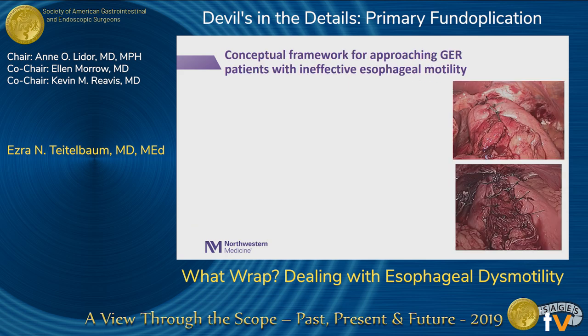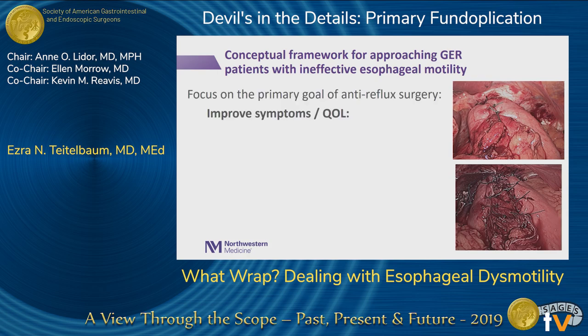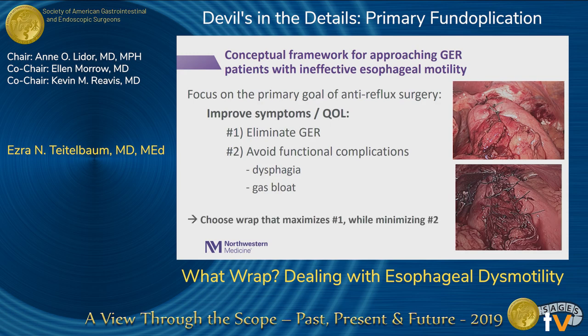So then you get this report, and the way I think about it is you need to have a conceptual framework for how you approach these patients. And I always go back to and focus on what we are trying to achieve with the operation itself. These are operations that are trying to achieve improvement in the patient's symptoms and their quality of life. That really comes in two parts. The first is the operation has to eliminate gastroesophageal reflux. That's how it improves the patient's symptoms. But a second important point is that it has to avoid functional complications, namely dysphagia and gas bloat. You don't want to introduce symptoms. So it's pretty simple. You have to choose a wrap that maximizes, number one, elimination of GERD, while minimizing, number two, functional complications.